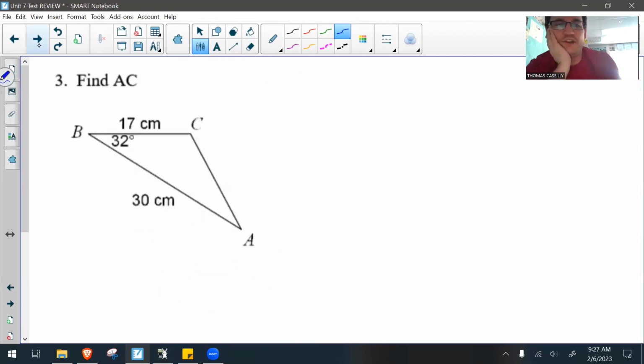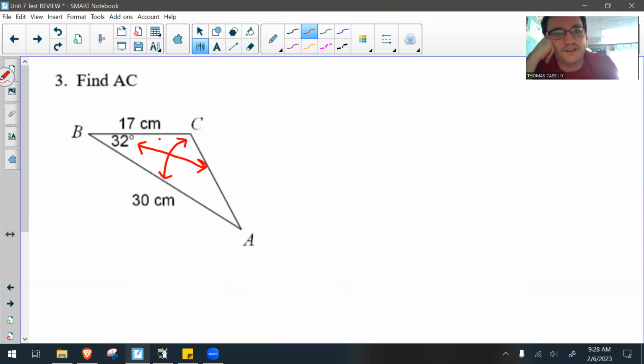All right, next one, we need to find side AC. All right, so now if you look at this one, this is not a law of sines problem, because for a law of sines problem, we have to have angles and sides that are across from each other. So we have a 32-degree angle, but we don't have the side length that's across from it, right? We have a 30-centimeter side, but we don't have the angle that's across from it.